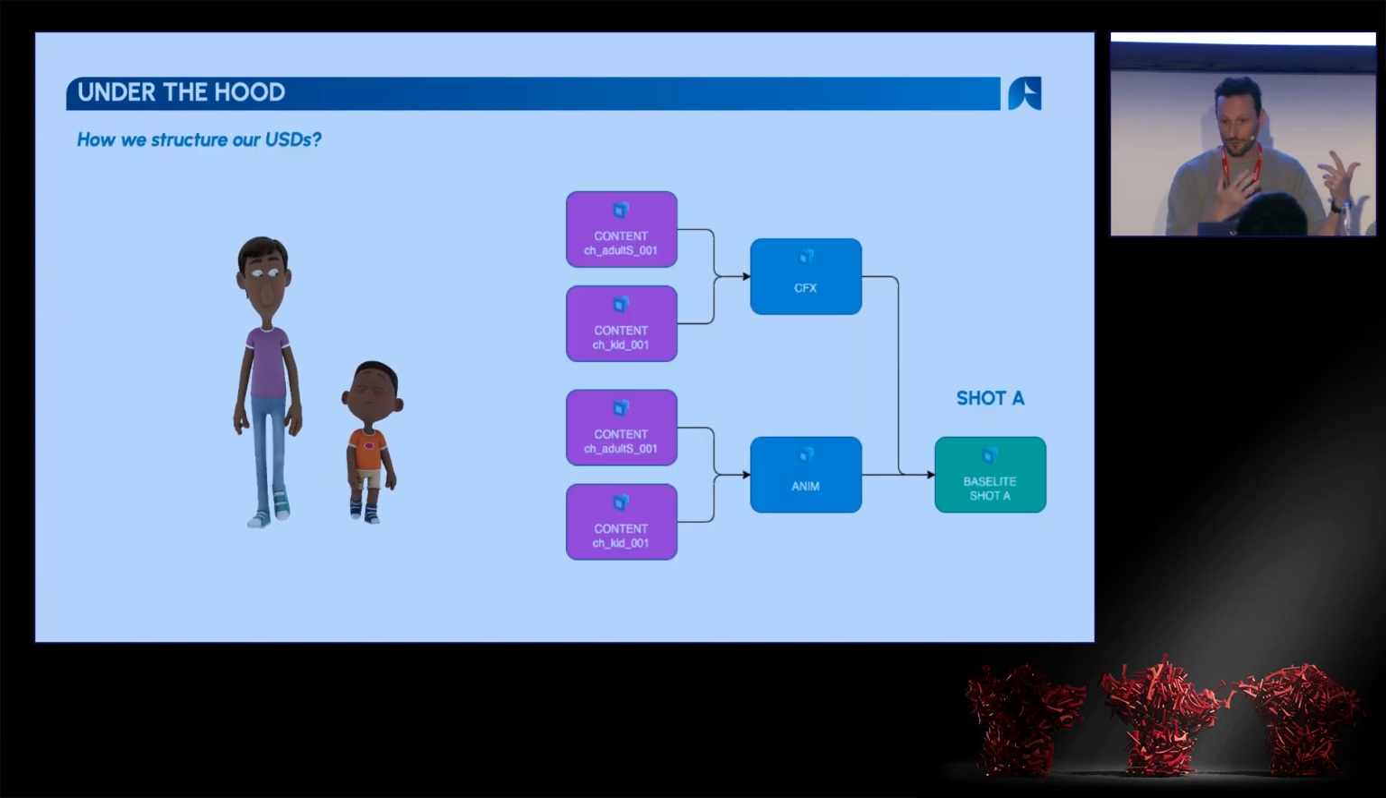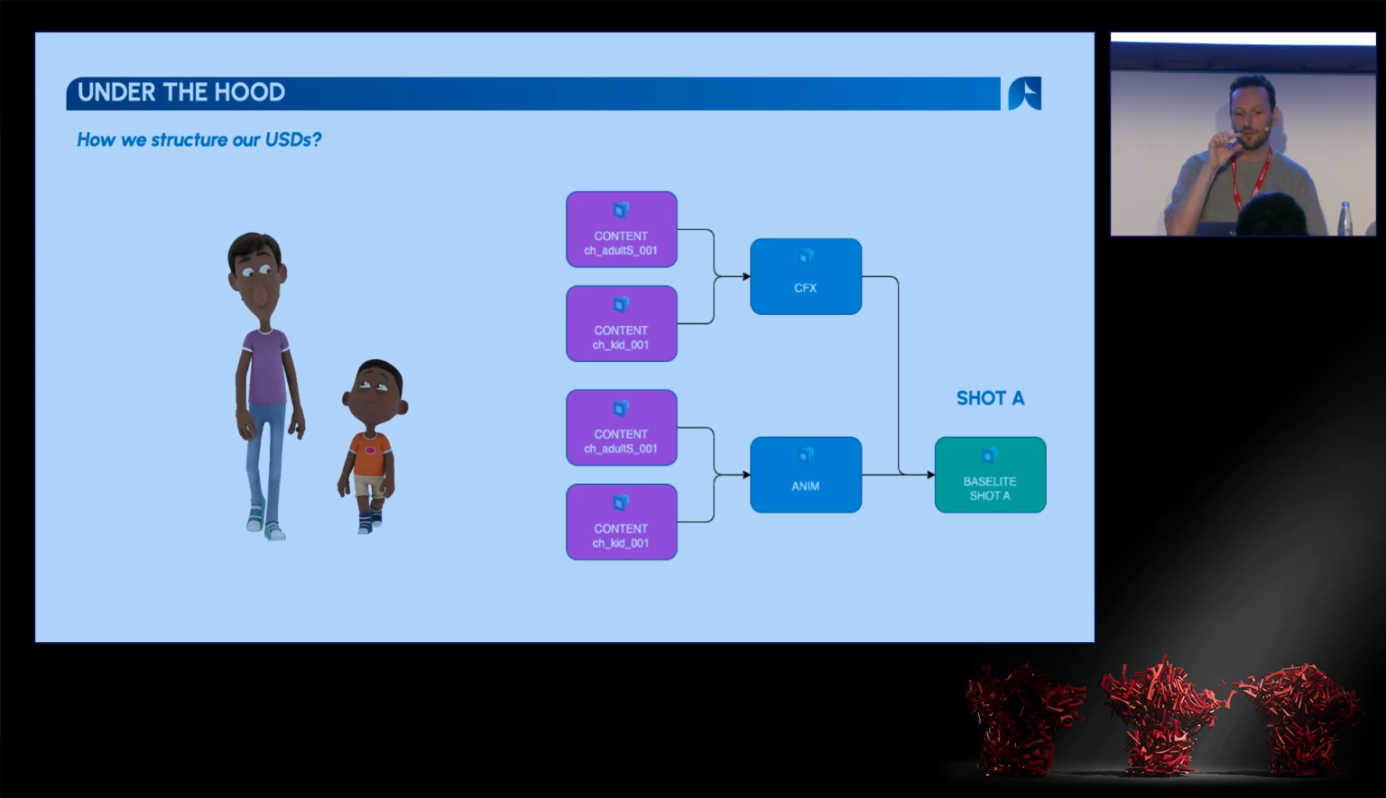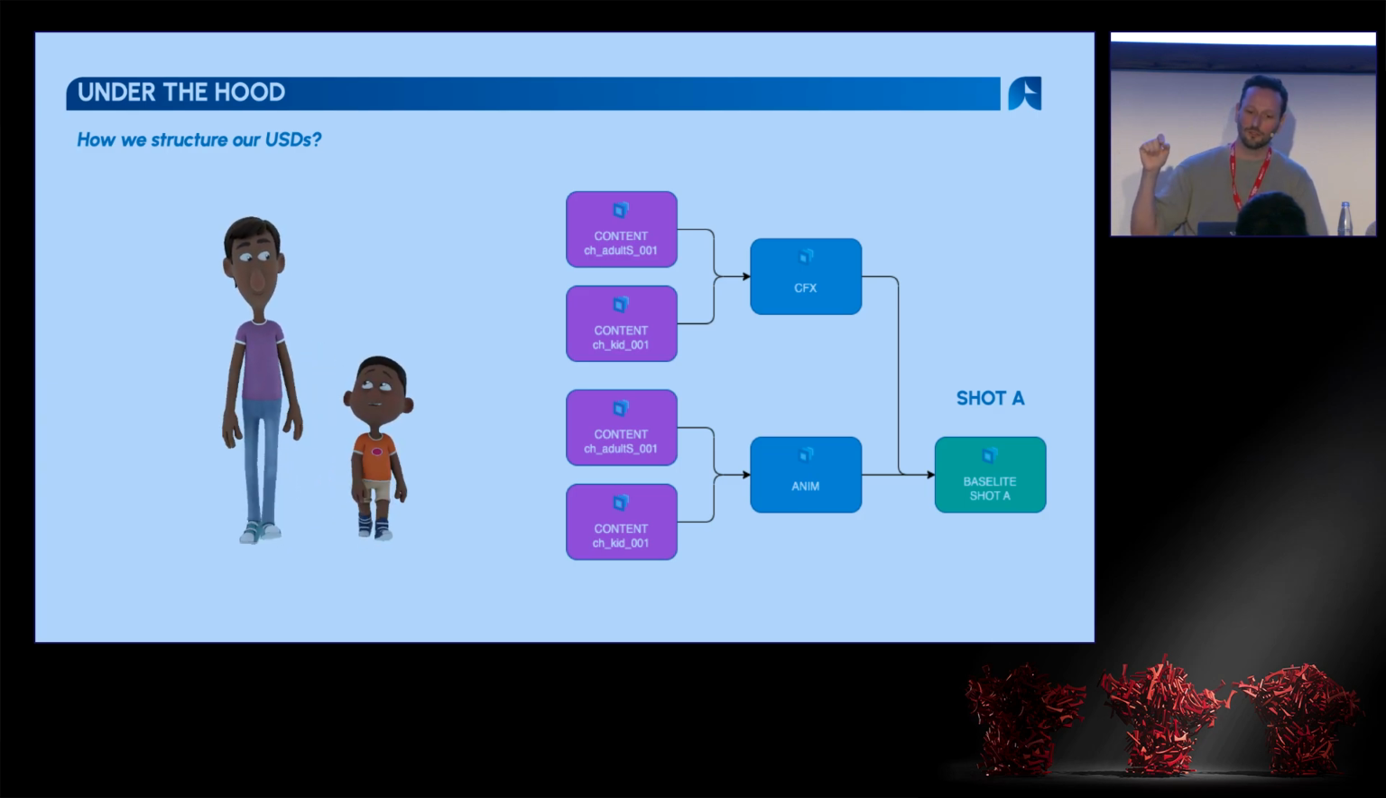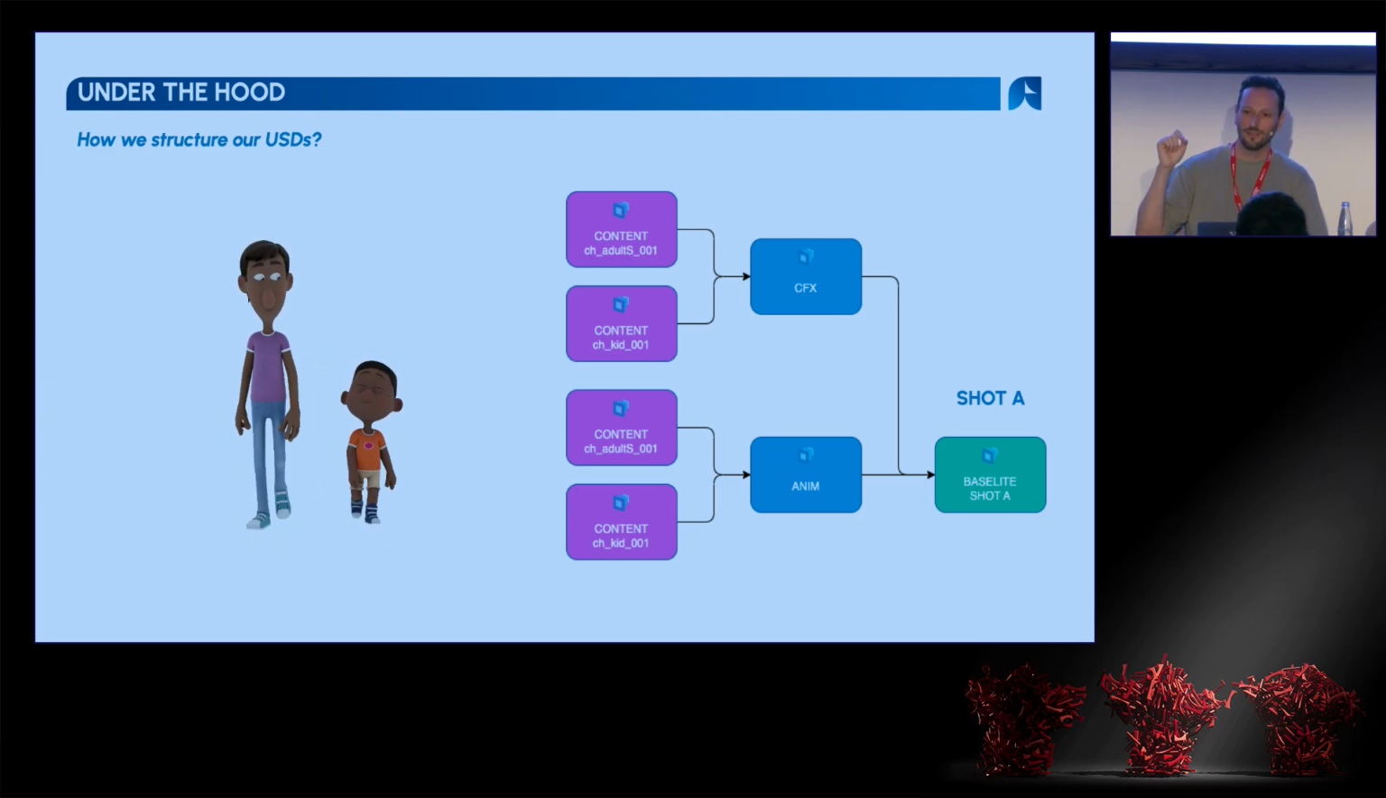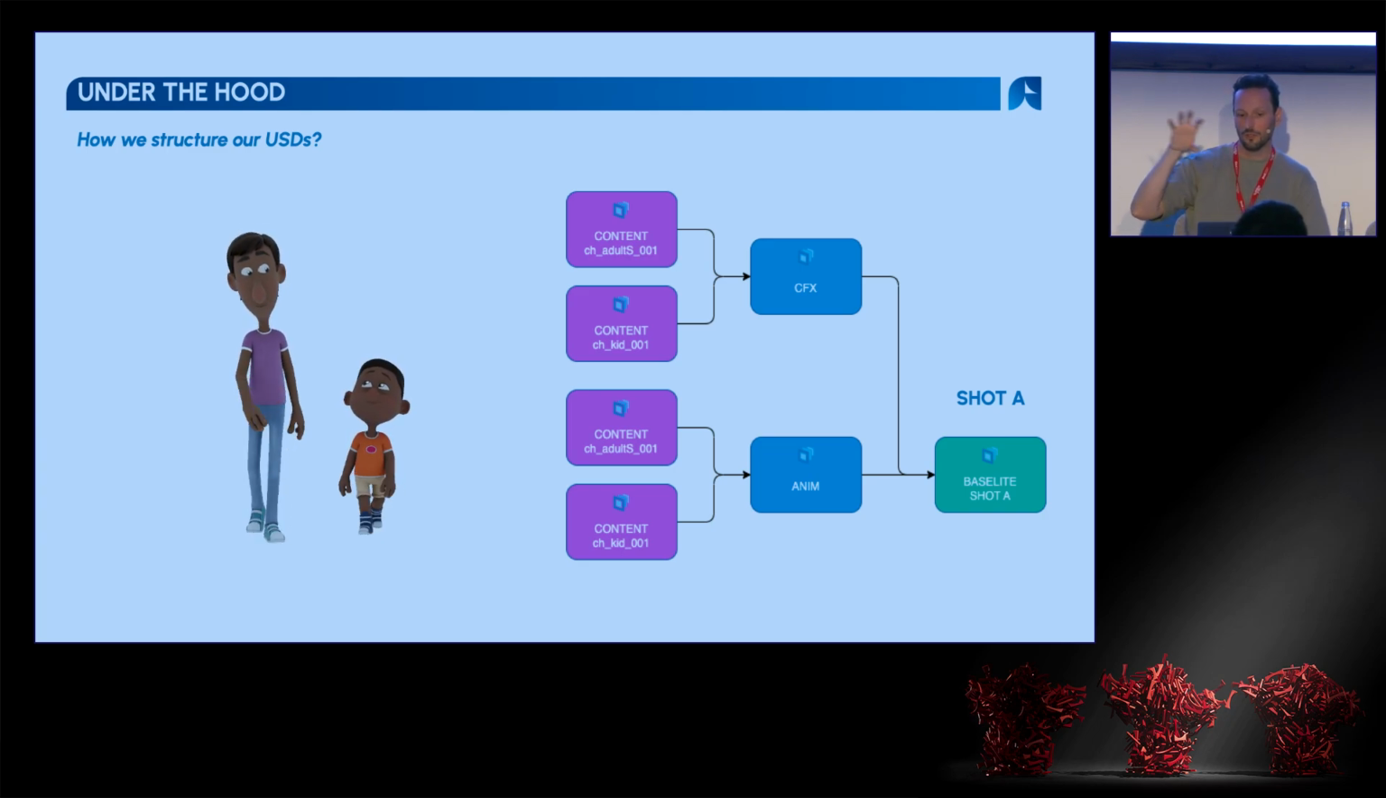So first, we have the shot A with our 2 characters. We'll publish 2 content files which embed the USD clip. That USD content file will be inserted into an animation layer. And that animation layer will be sub-layered in the base light, the USD for that shot. And we do exactly the same thing for the CFX, the hair simulation, the cloth. So that in shot A, we have both characters present in the scene and animated.